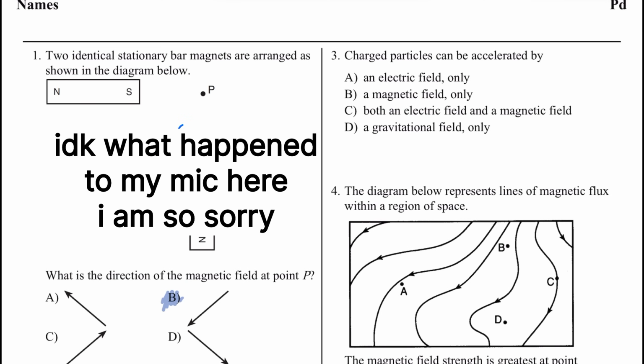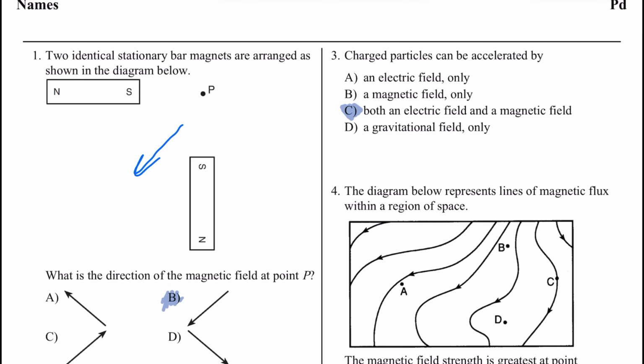Number 3, charged particles can be accelerated by what? So the answer is going to be choice C, both in electric field and a magnetic field. That's kind of like common sense because we learned about electrostatics and we learned about magnetism.